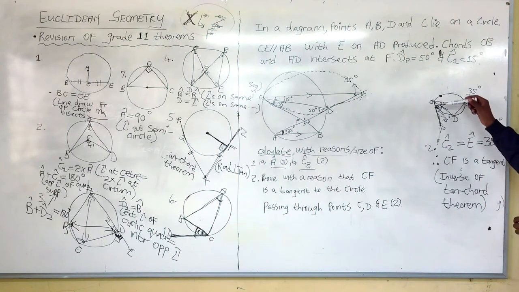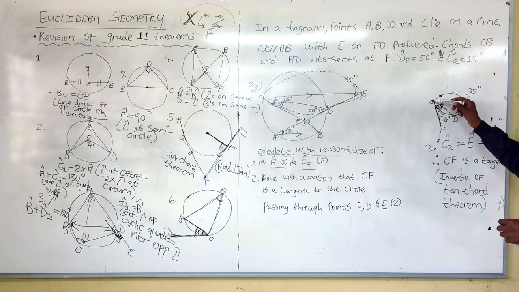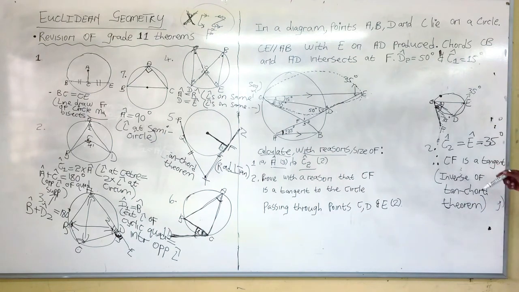So how were we able to prove that? Firstly, we identified our angles, and after we noticed that these angles are equal, we deduced that CF is a tangent. That's why it's an inverse of our theorem. The inverse, sometimes we call it the opposite of our theorem. Therefore, this is the inverse of the tan chord theorem, and we have proven that CF is a tangent.